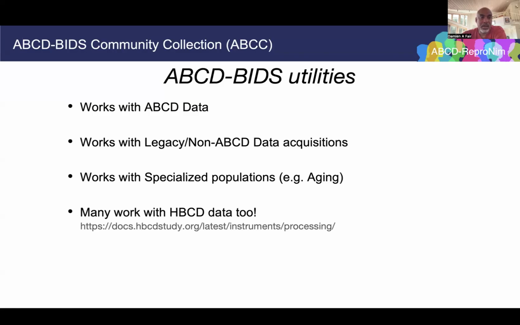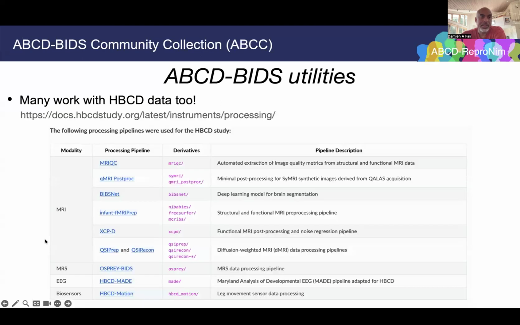The utilities work with ABCD data, legacy non-ABCD datasets, and specialized populations and aging, and like I said, they work with the HBCD data too. So if folks are interested in following up to understand what the tools are in HBCD and how they're harmonized with these tools, there's some additional documentation that I'm showing here. These are a lot of those tools, which include MRI QC. We highlighted infant fMRIPrep, now fMRIPrep lifespan, XCP-D, QSIPrep, and QSIRecon, etc.